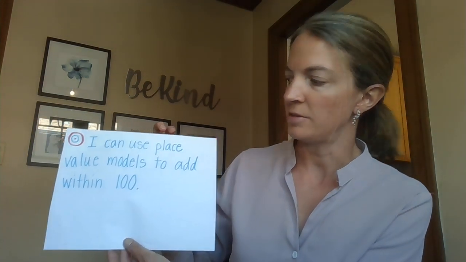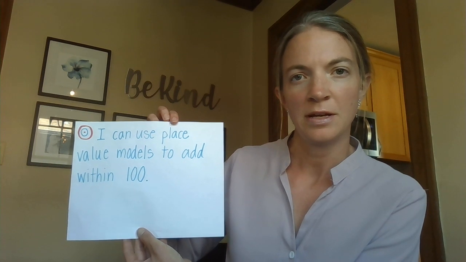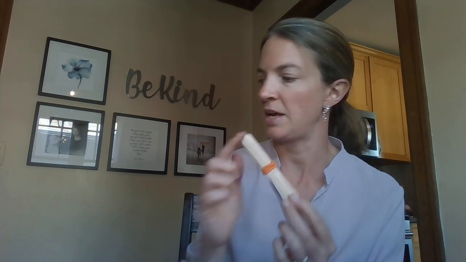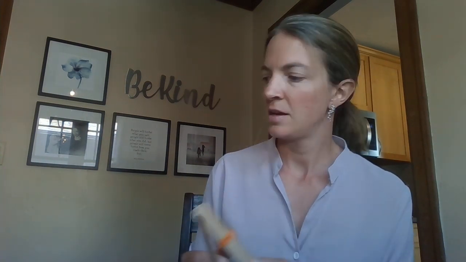Today our math goal says, I can use place value models to add within 100. Let's talk about some models that we use for place value in first grade. So one thing we use are cubes in sticks of 10 and ones. Another model that we use are bundles of sticks in groups of 10 and then ones as single sticks.